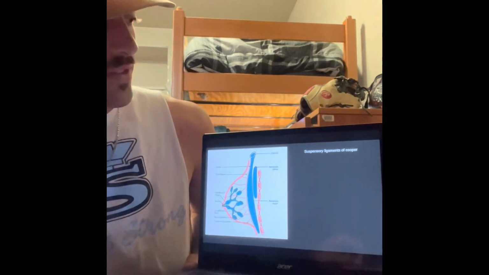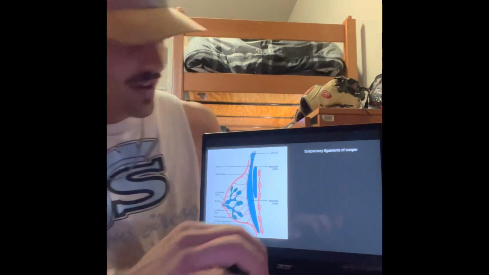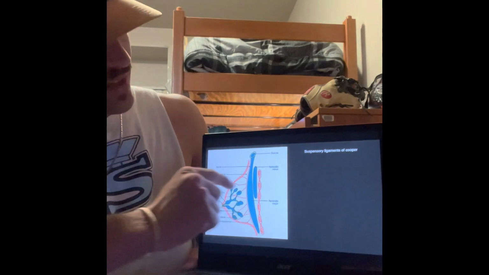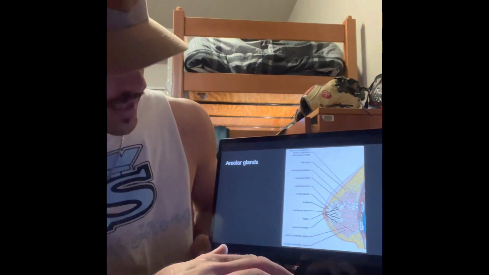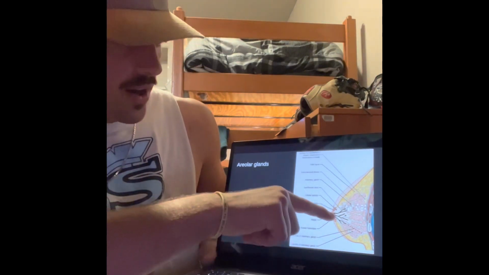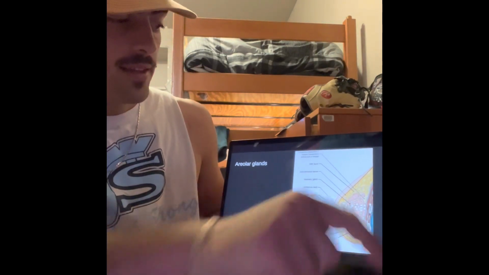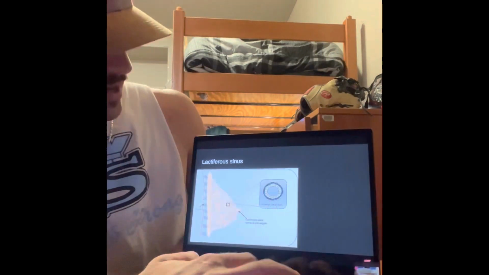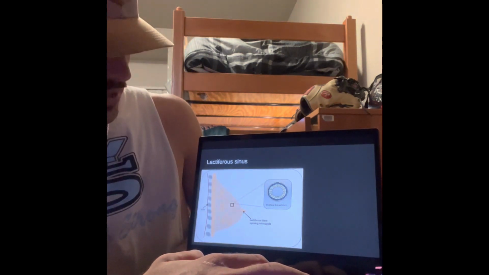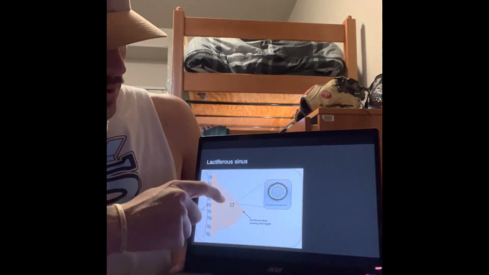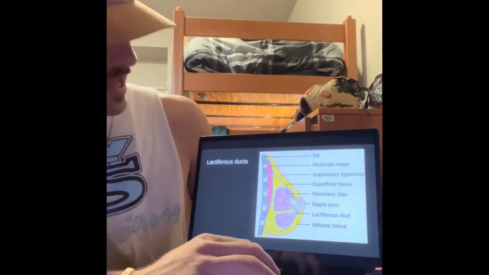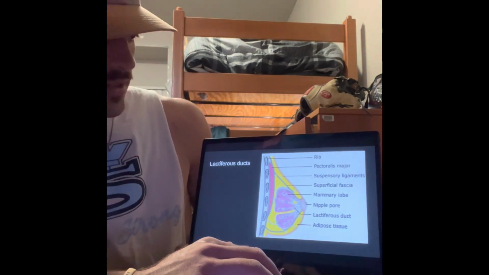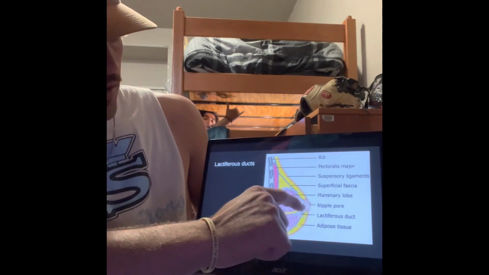Okay, so first we have the suspensory ligaments of Cooper, which are these smaller red lines here. Next up, we have the areolar glands, which you can see are these black lines stemming from the nipple there. Up next, we have the lactiferous sinus, which are these glands that go far back and branch, they meet in the middle. Then we have the lactiferous ducts, which you can see they go all the way back and they kind of widen out.